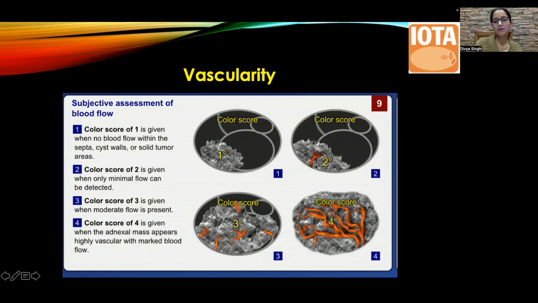If we see minimal flow, as you see here, within a septum, solid component, or in the cyst wall, then it is given a color score of 2. Color score of 3 is moderate vascularity, seen again either within the septum, the solid component, or the cyst wall. And finally, intense or marked vascularity would be termed as color score 4.